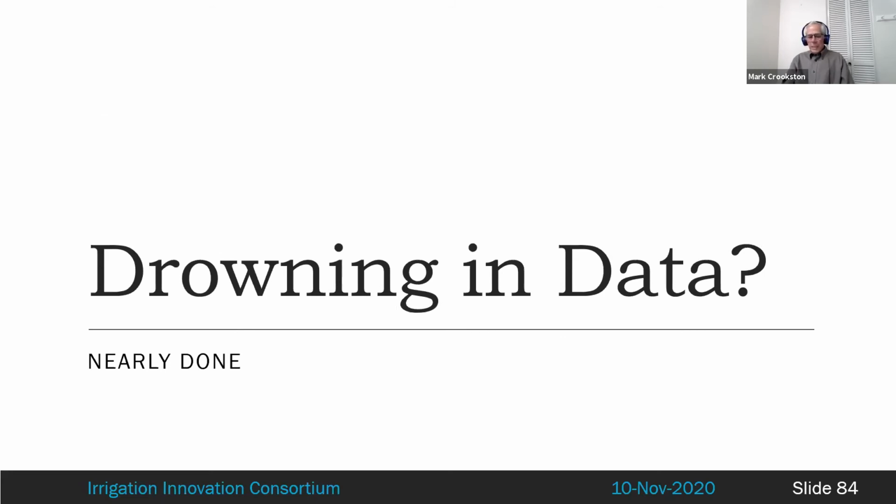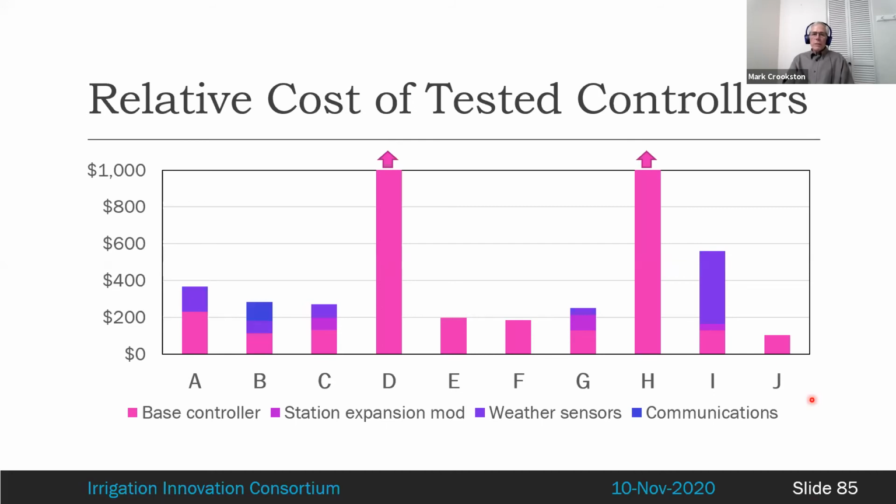Now, we've been drowning in data, but we are nearly done. The relative cost of controllers. Now, 2 of the controllers were over $1,000, but the majority of the controllers were in the, let's say, $200 to $300 range. So a good testing controller does not have to be a high cost controller.